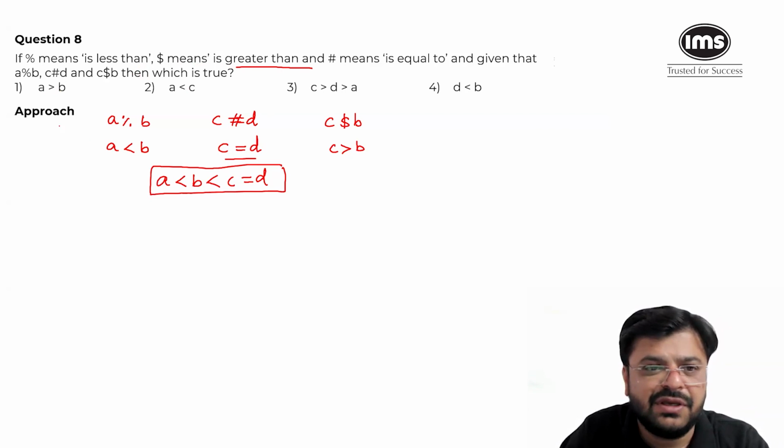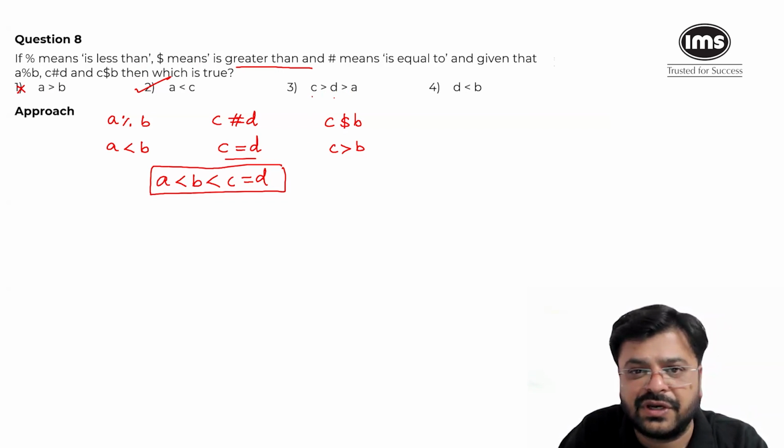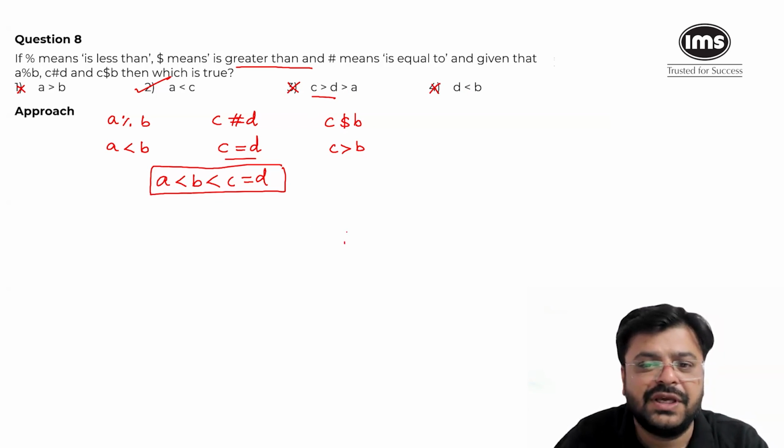Is A greater than B? No. Is A less than C? Yes. Is C greater than D greater than A? No, C is not greater than D. C and D are equal. So not the right option. Is D less than B? No. So option B here is the right option.